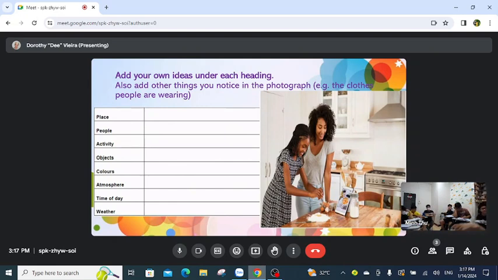So where is the place? Who are the people? What are they doing? What activity? What objects can you see in the kitchen? Cooker, teapot, scale. A scale is to weigh the flour and the sugar, to know how much flour or sugar you are putting into the cake.